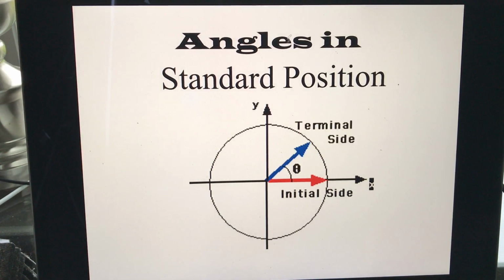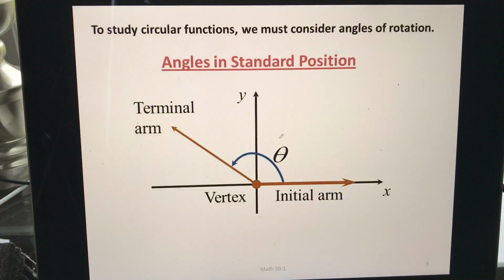Next, we're going to talk about angles drawn in standard position. To study circular functions, and that's sort of what we're moving into, we talk about these advanced functions. There's a certain collection of advanced functions that have to do with circles, so we call them circular functions. We're not there yet. We have to do some work before we get there. Before we study these circular functions, we have to consider angles of rotation.